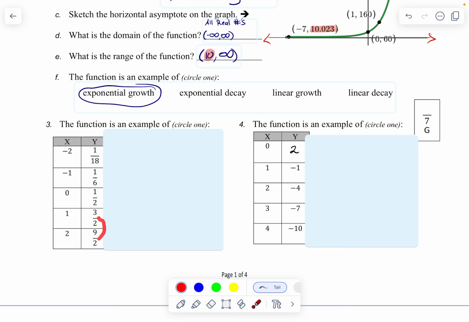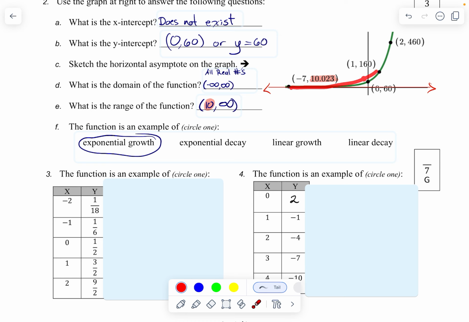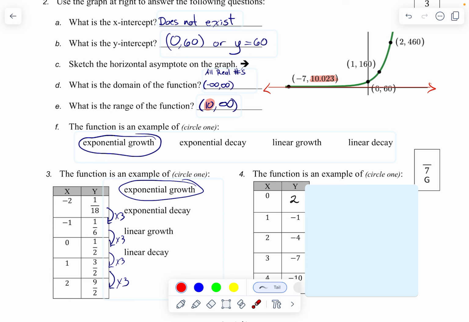9/2 is 3 times bigger than 3/2. So we can see that we're multiplying by 3 every time. As soon as we see that we're multiplying by a constant amount every time, and we're not adding or subtracting, we know we're looking at some kind of exponential. Now the question is, is the y value getting bigger as x gets bigger? Do we see something like this, where as I go further to the right, the graph keeps going up? That is the case. So that's exponential growth.